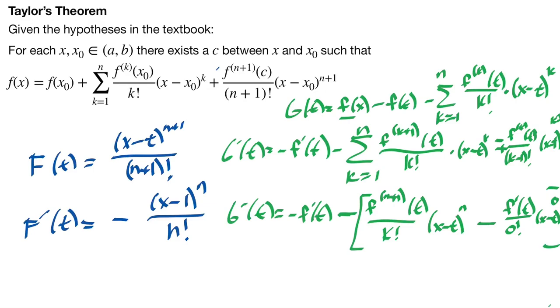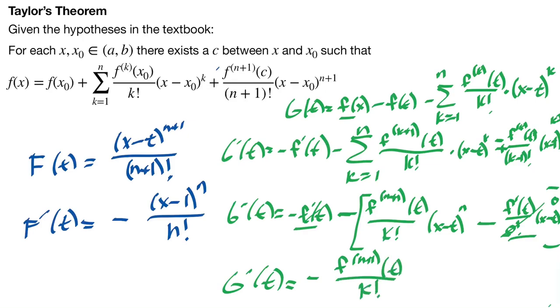And so what you'll see is that this end term here is actually the exact same as this term, and so this term and this term cancel each other out, and we're left with the final result, which is g prime of t, which is equal to negative f, the n plus 1 derivative of t, divided by k factorial times x minus t to the n.